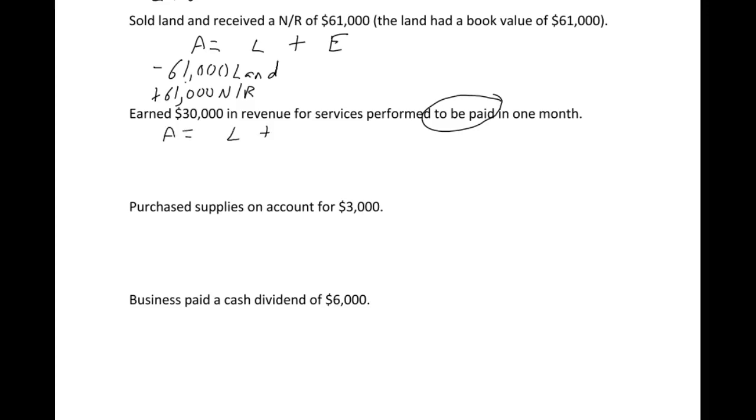So we have assets equals liabilities plus equity. Since we haven't been paid, we have a receivable. We just call this accounts receivable. That's an asset, so we have an increase in our assets by the accounts receivable account.